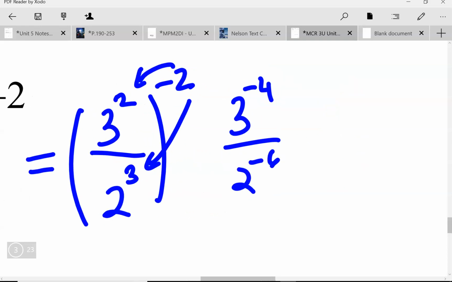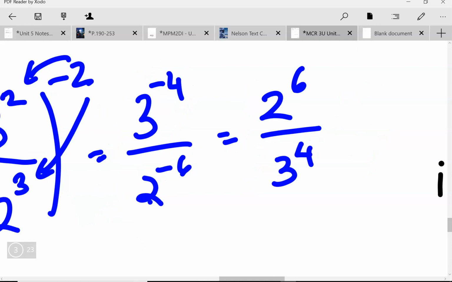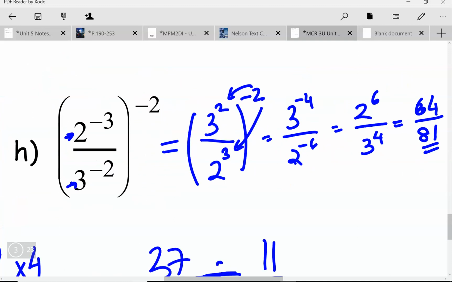And then I have to flip things again, because now I still have negative powers after I have multiplied the negative 2. So move the 3 to the denominator, make it positive. Move the 2 to the numerator, make the power positive. And this just gives me 2 to the power of 6, which is 64, divided by 81, I think, yeah.